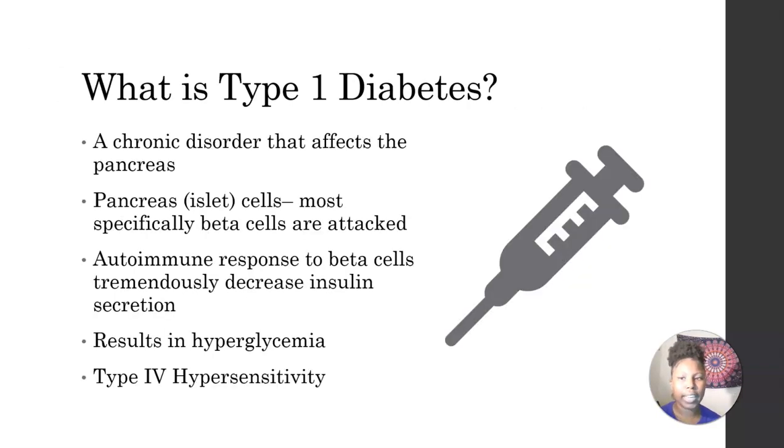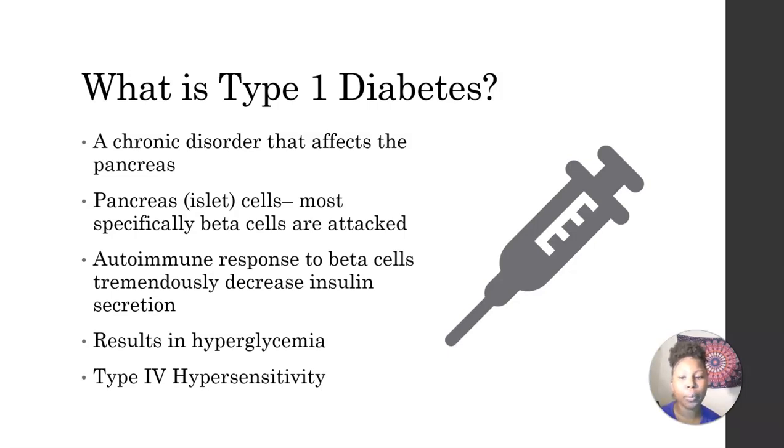So, what is type 1 diabetes? It's a chronic autoimmune disorder in which there's an immune response to the pancreas, or more specifically, the pancreas cells. Beta cells are a subsite of these islet cells, and they secrete insulin. Insulin is a very important hormone because it allows glucose uptake into our cells. Without that, we have a high level of sugar in our bloodstream, and that's a term known as hyperglycemia.